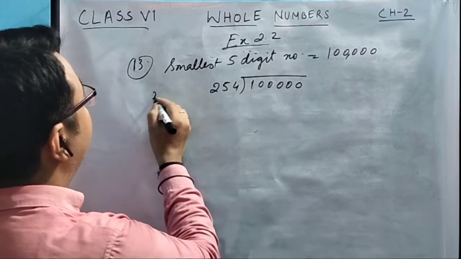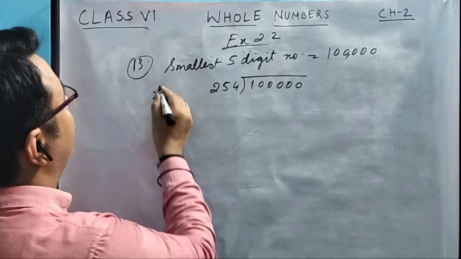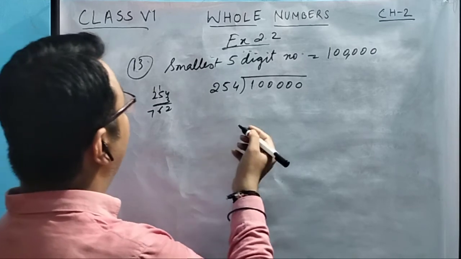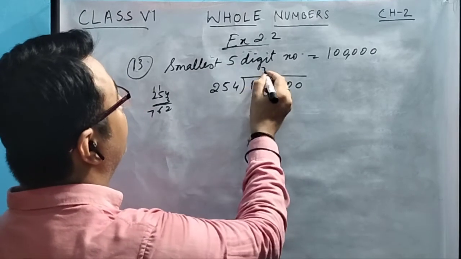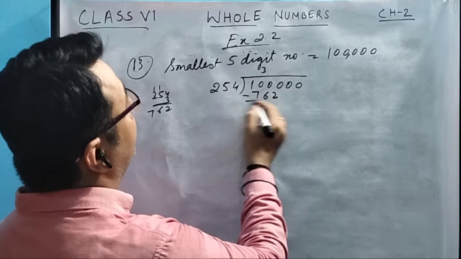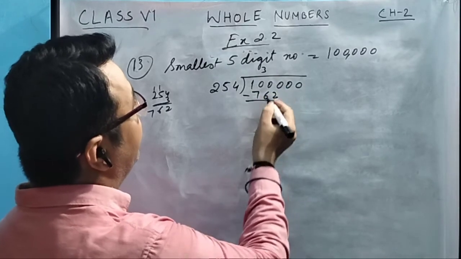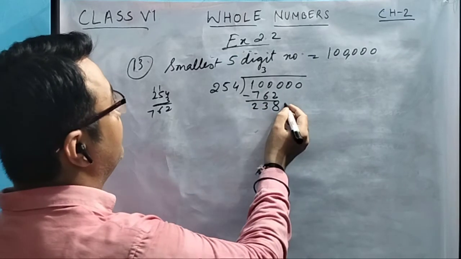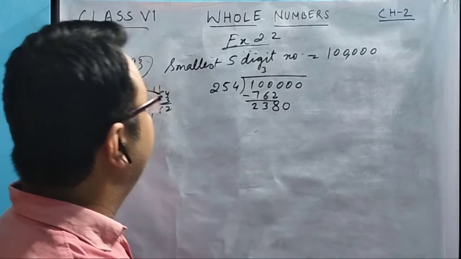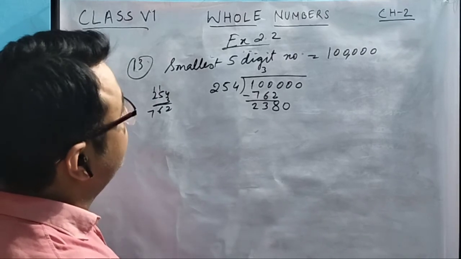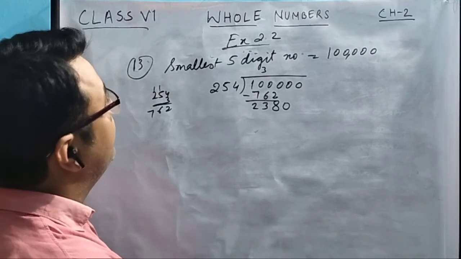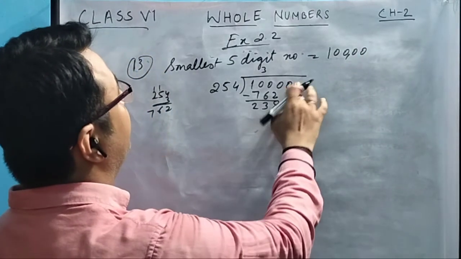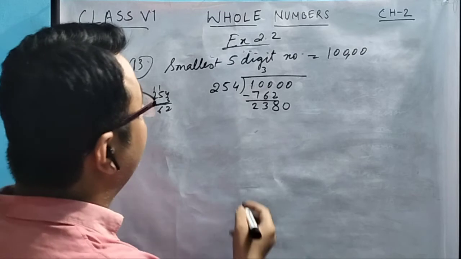This will go, I think, 3 times. 4 times it will be more. So 3 times 254 is 762. Let's subtract. 9 minus 6 will be 3. 9 minus 7 will be 2. Okay, now this 0 will be carried. So 2380 is the remainder.